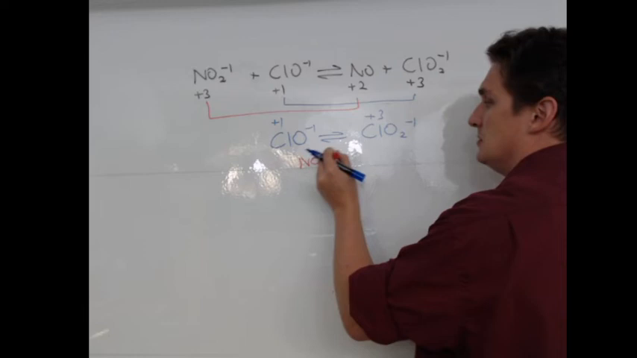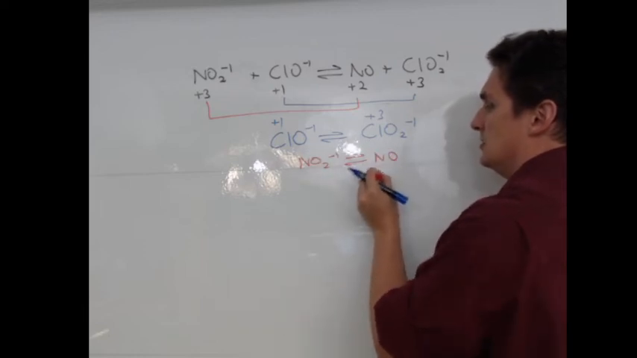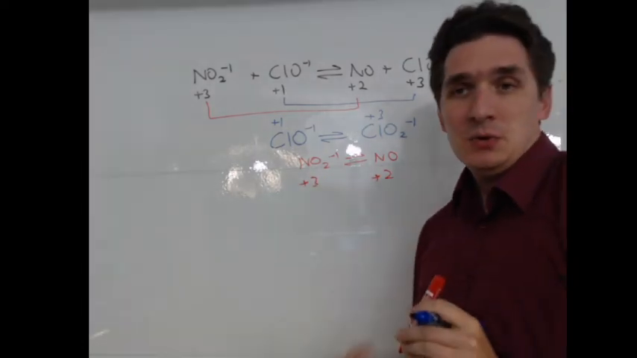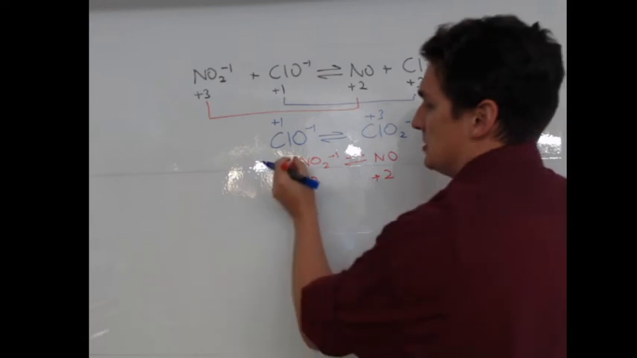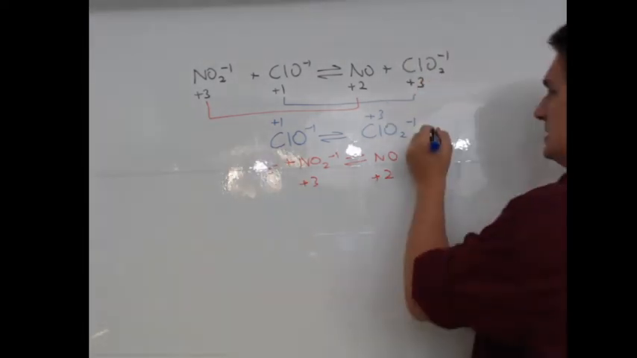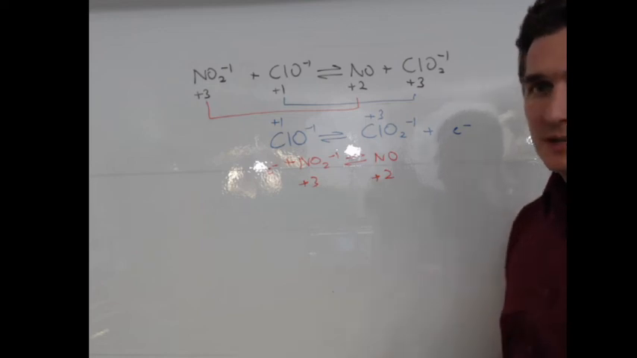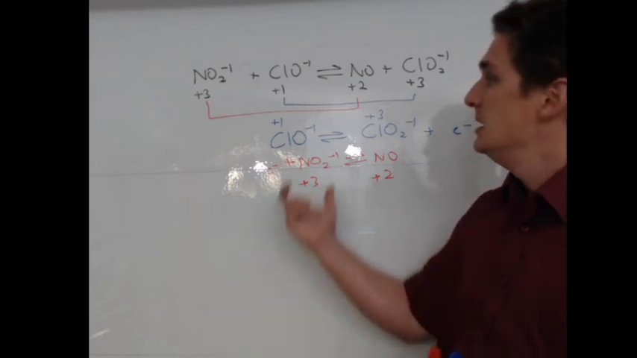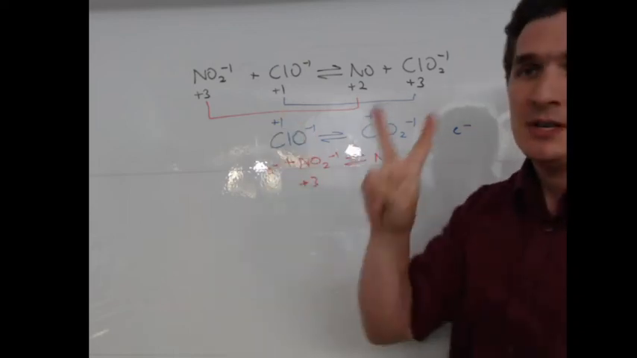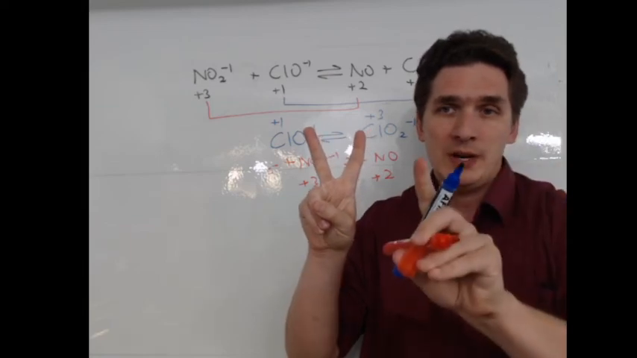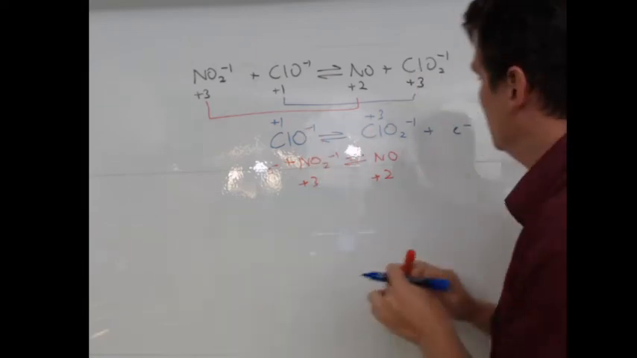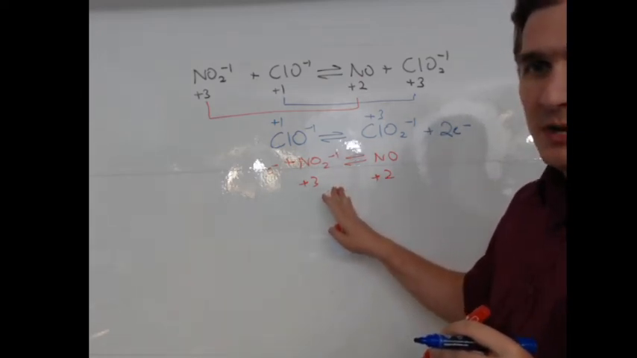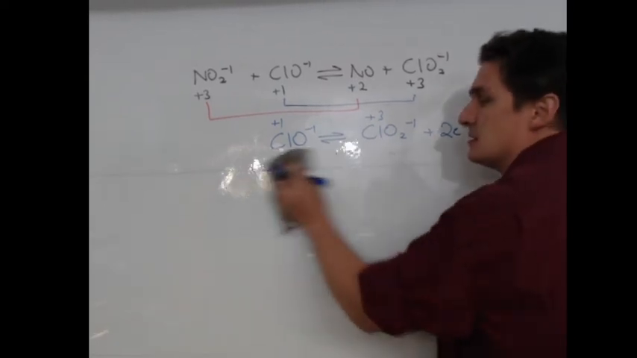So we've got NO2 minus goes back and forth to NO. So we've got +3 and +2. If you're a reduction reaction, the electrons go on the left side. If you're an oxidation reaction, the electrons go on the right side. Now, the number of electrons is the difference in the charge times the number of atoms. So we have chlorine going from +1 to +3, that's 2 electrons. We have 1 chlorine atom doing that, so 1 times 2 gives us 2 electrons.